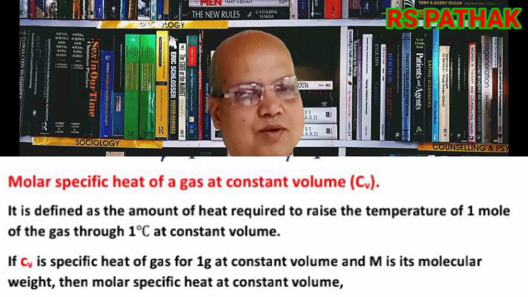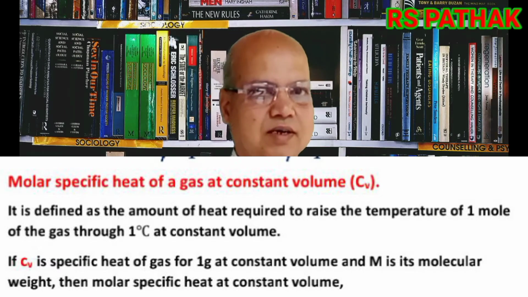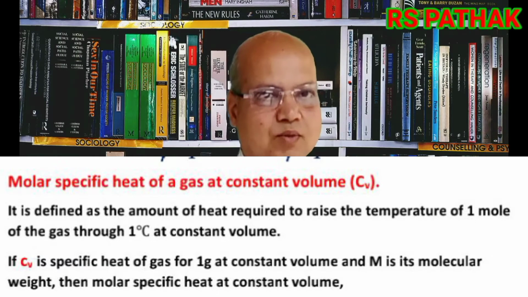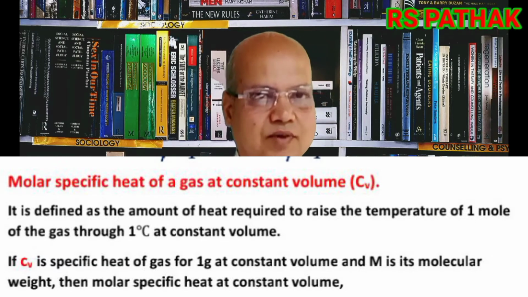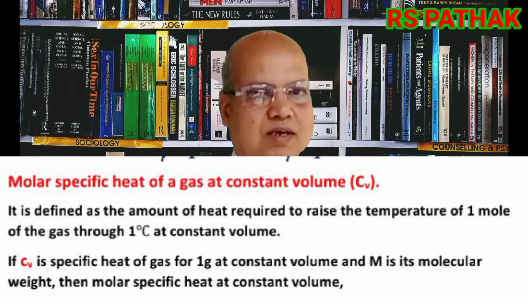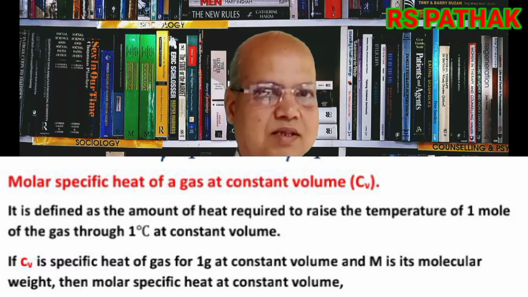Now small cv is the specific heat of a gas for 1 gram at constant volume, and capital M is its molecular weight. Then molar specific heat at constant volume, capital Cv, equals M times small cv. Capital Cv equals capital M small cv.